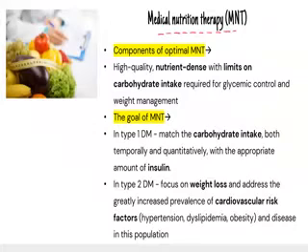Medical nutrition therapy, components of optimal medical nutrition therapy should be high quality, nutrient dense, with limits on carbohydrate intake required for glycemic control and weight management. The goal of medical nutrition therapy in type 1 diabetes, match the carbohydrate intake both temporally and quantitatively with the appropriate amount of insulin. In type 2 diabetes, focus on weight loss mainly, and also address the greatly increased prevalence of cardiovascular risk factors like hypertension, dyslipidemia, obesity, and disease in this population.